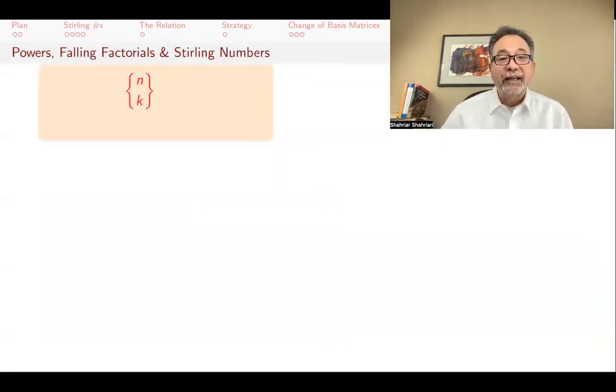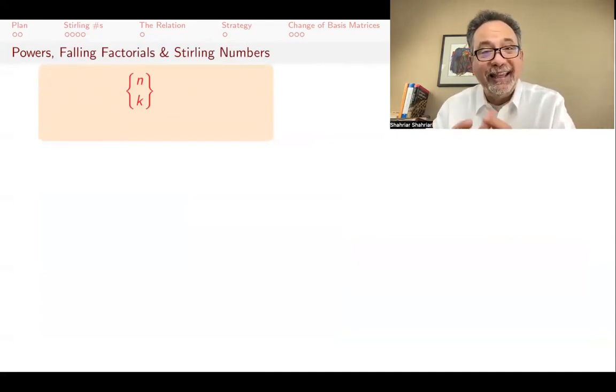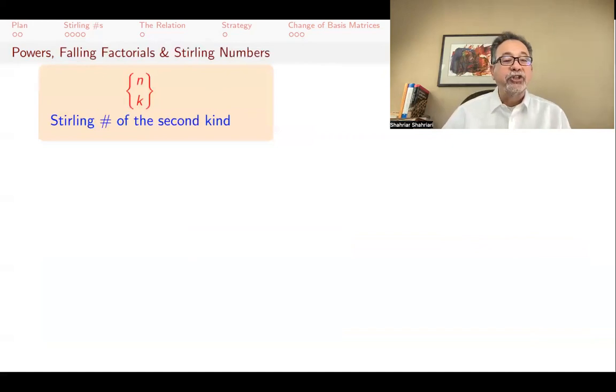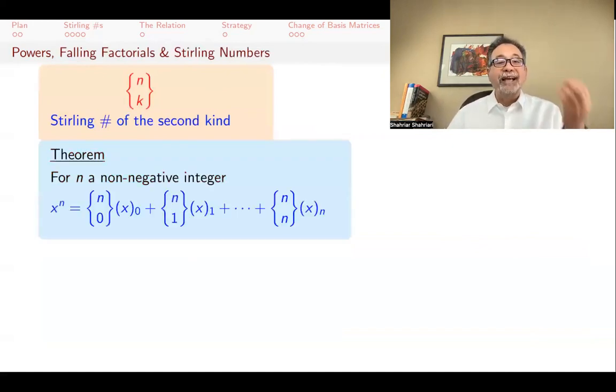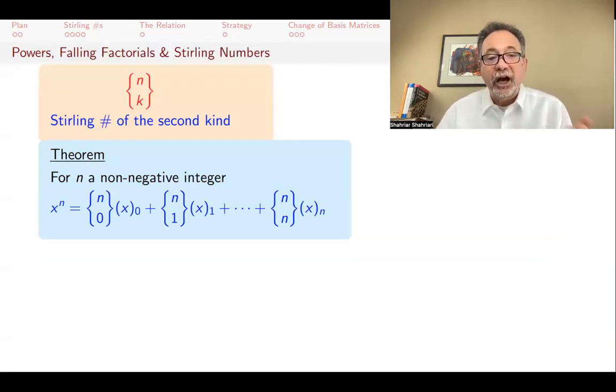So {n, k}, that's the number of ways of putting n things into k non-empty piles, the Stirling number of the second kind. And the theorem that we want to prove is that if you take x to the n, where x is an indeterminate, an unknown, you can expand it in terms of falling factorials using Stirling numbers of the second kind. Again, somewhat surprising.